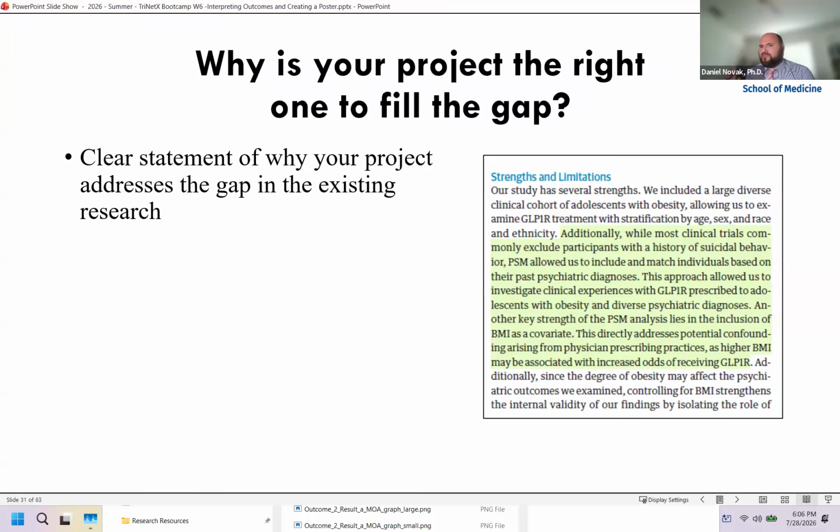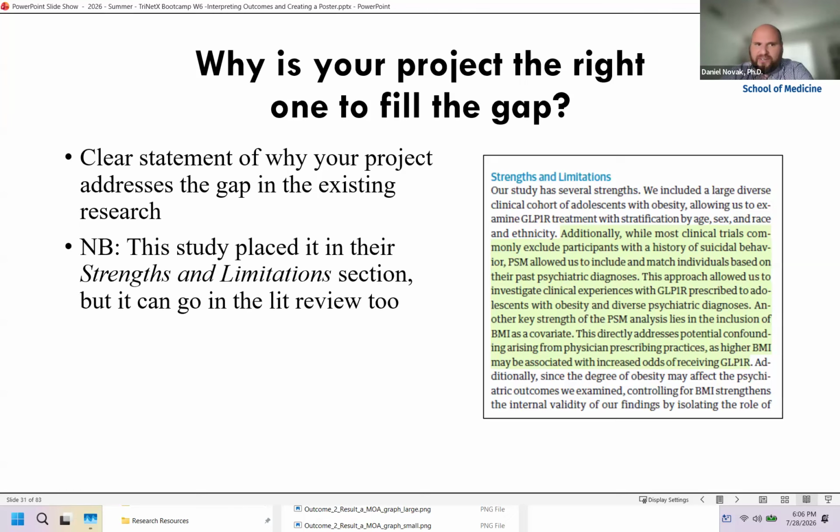Propensity score matching allowed them to include and match individuals based on their past psychiatric diagnoses. So using that statistical method, this group of people still included those people in there because it's a mediator that's relevant to their analysis. And again, they placed this in their strengths and limitations section, but it could go in the literature review just as well.